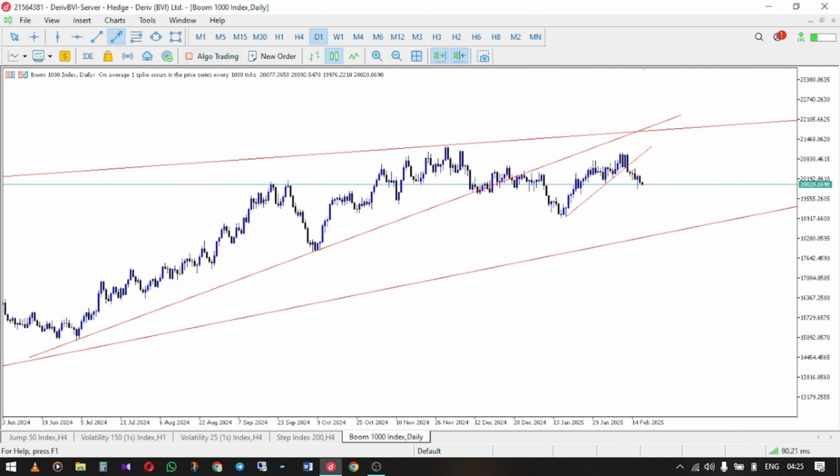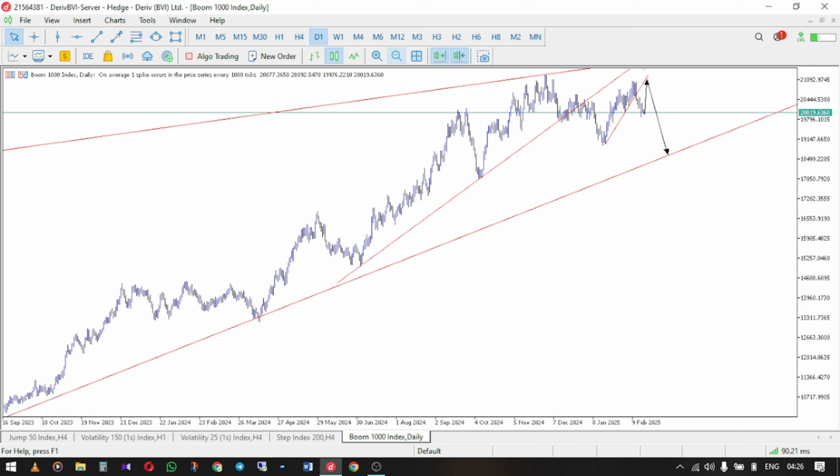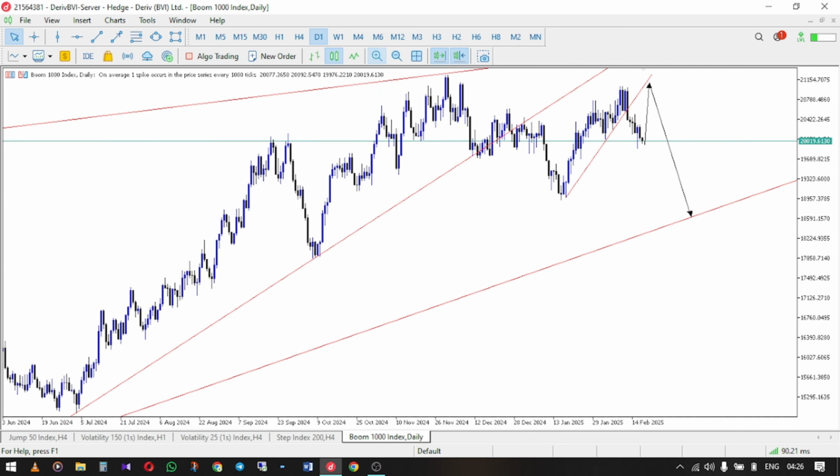At least let us retest this support line, and we can start selling off from there. We can start selling off from this retested support line. It will make more sense than what we currently have now in terms of the market.